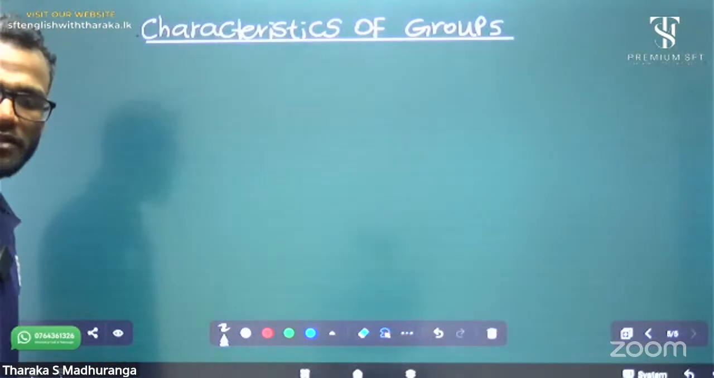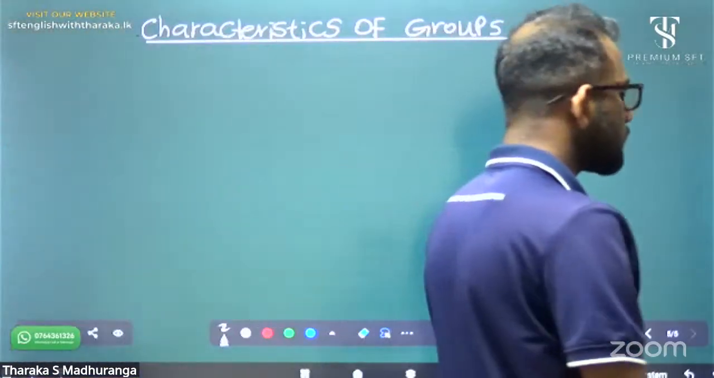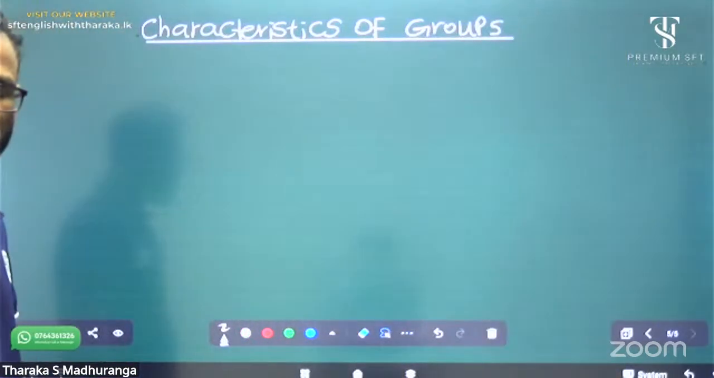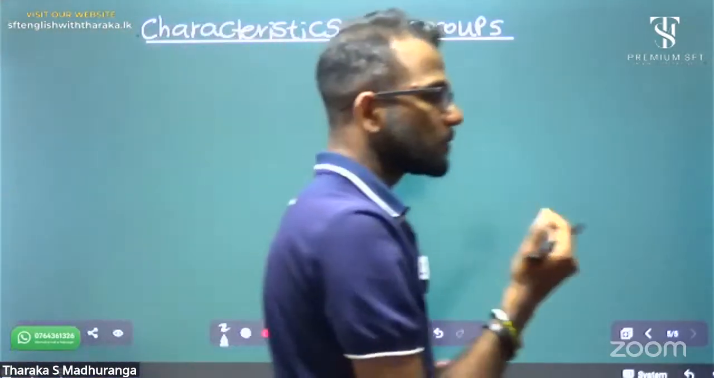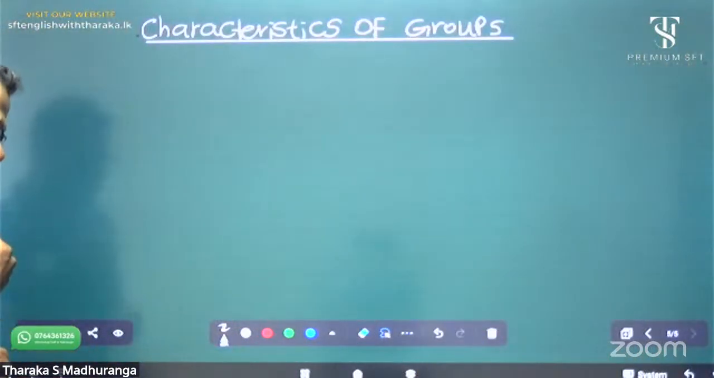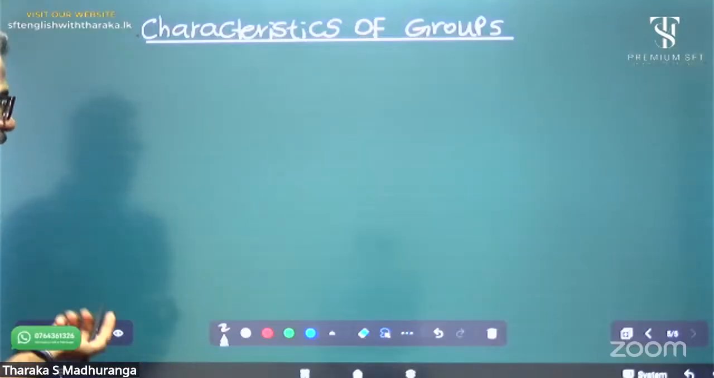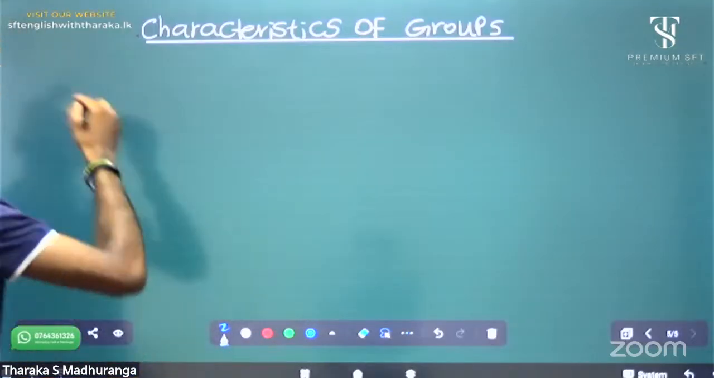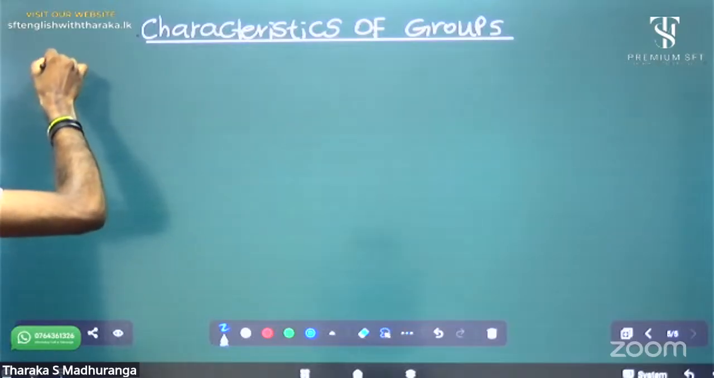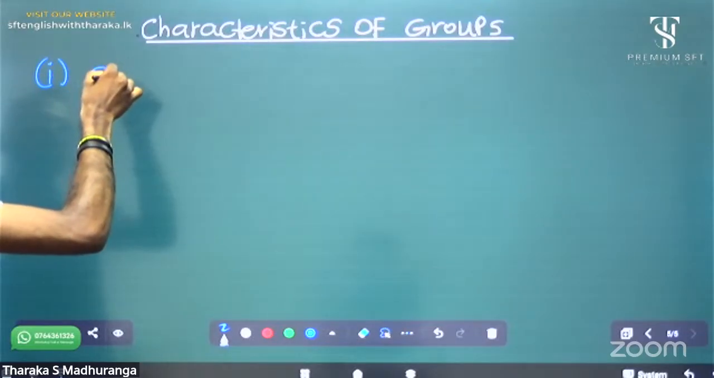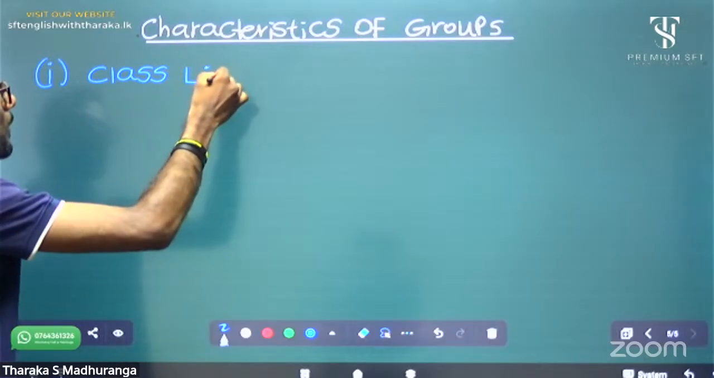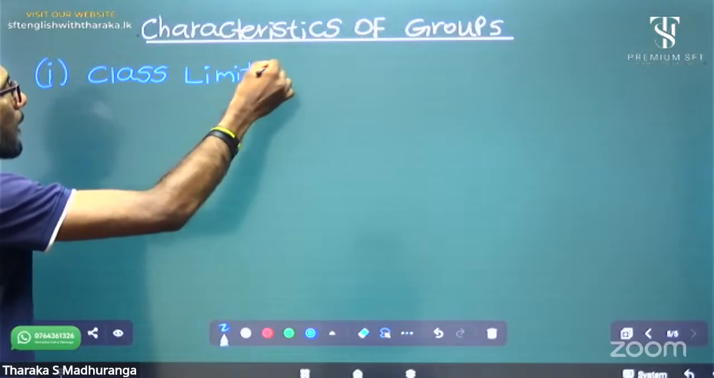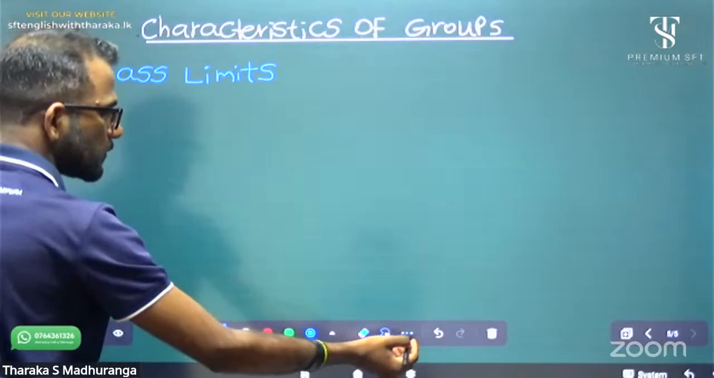Okay, next topic, characteristics of groups. First topic, class limits.